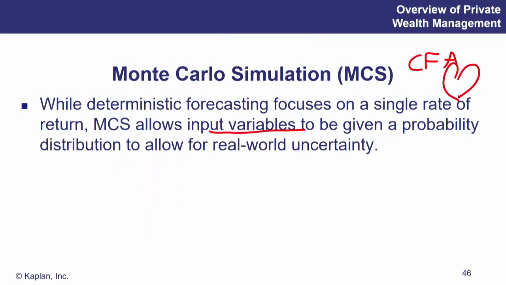So it allows input variables, and we get probability distributions, and we can include real-world uncertainty. So all these things about taxes and inflation, recession, GDP growth, China tariffs, we can factor in all of these things. So I believe it gives us a more real-world model.